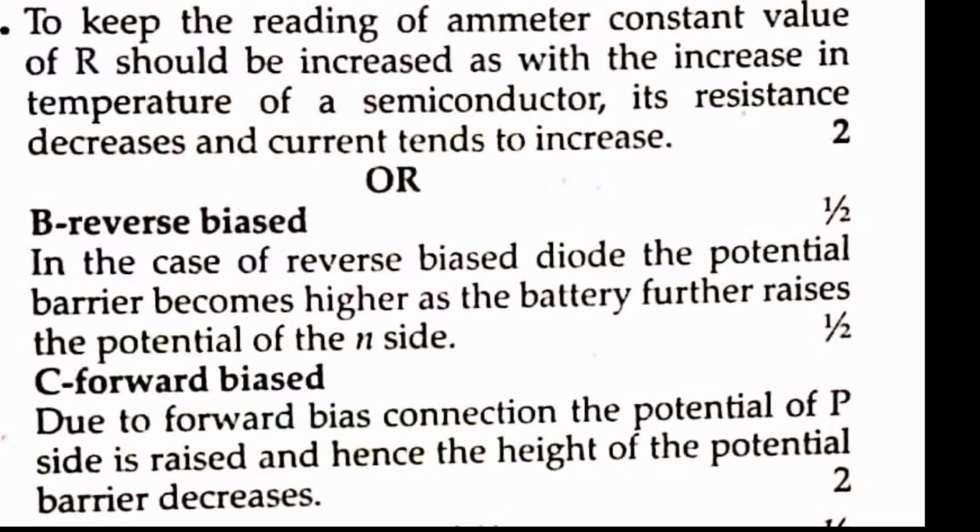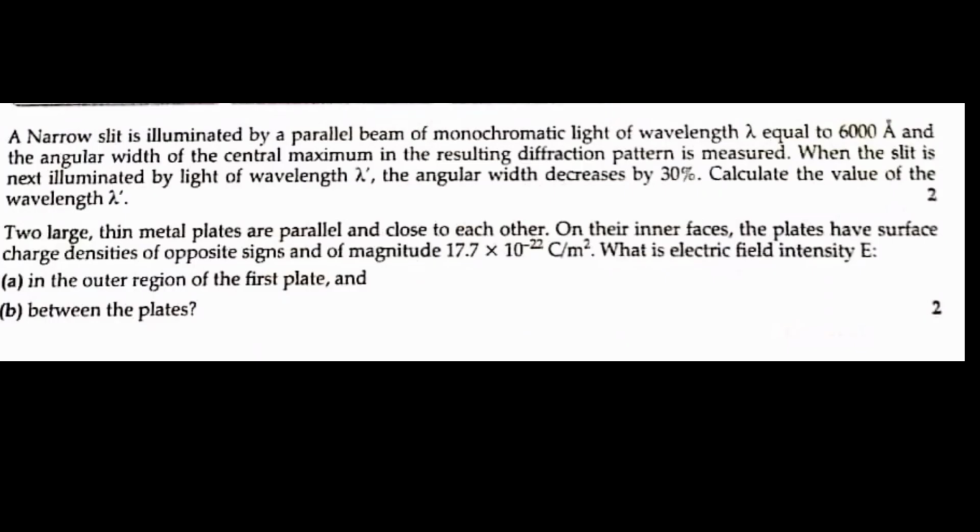Due to the forward biased connection of potential of P side is raised, and hence the height of the potential barrier decreases. So that is how we have to answer this question. Now we can move to the next question. Next is also a 2-mark question.